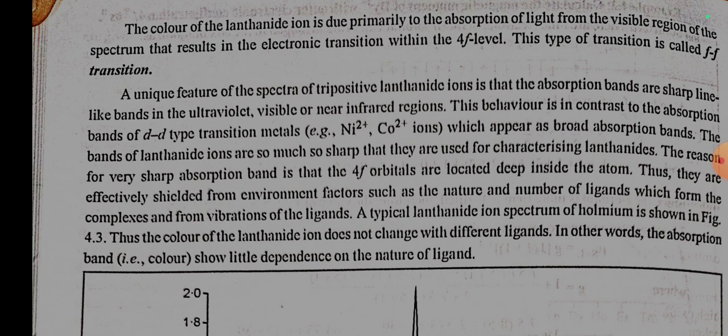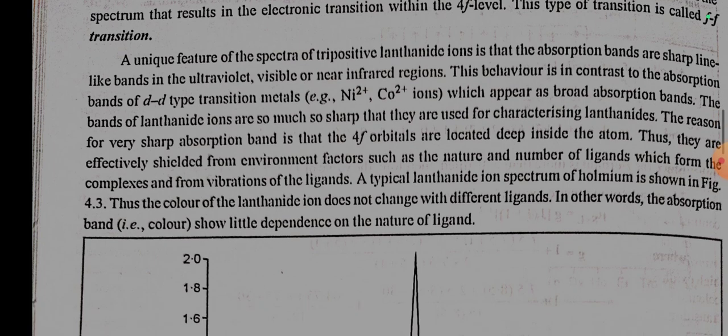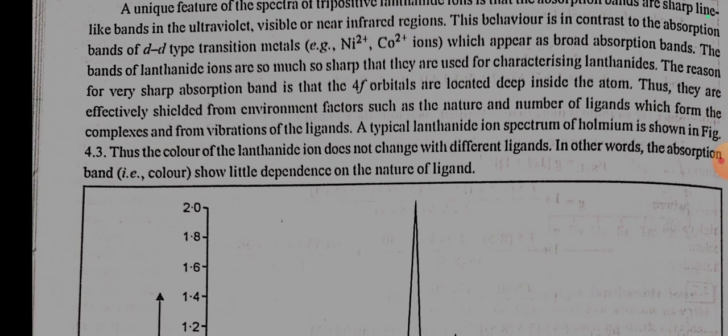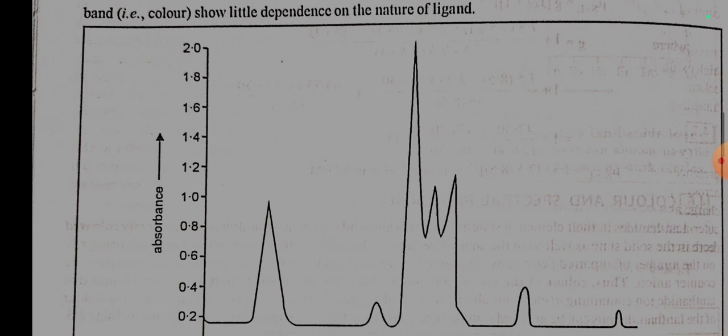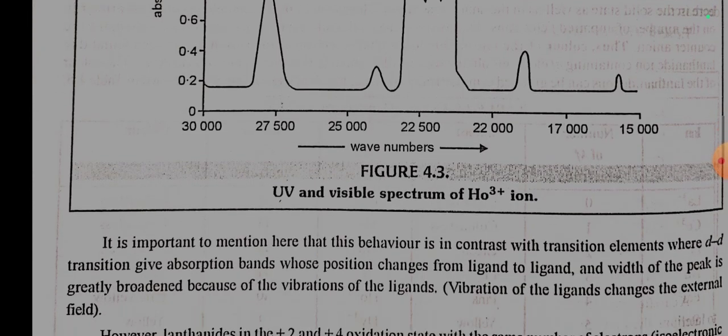The reason for very sharp absorption bands is that the 4f orbitals are located deep inside the atom. Thus, they are effectively shielded from environmental factors such as the nature and the number of ligands which form the complexes and from vibrations of the ligands. A typical lanthanide ion spectrum of holmium is shown in the figure. Thus, the color of the lanthanide ion does not change with different ligands. In other words, the absorption bands show little dependence on the nature of the ligand.